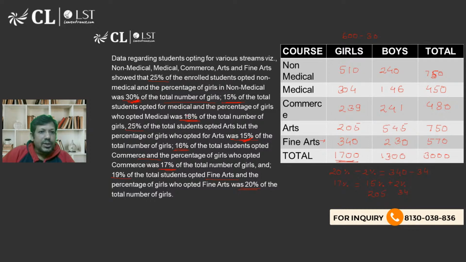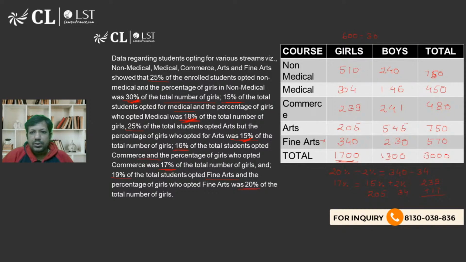In medical, so basically I think I made a mistake. 15% of total students medical. Okay, so 18% of the total girls were in medical. Okay, so 17% we have calculated, that is 239. So 18% is going to be plus 17 and that is going to be 256. So this value shouldn't be 304. This value should be 18% of 1700, that is going to be 250. The percentage of girls who opted for medical was 18%.